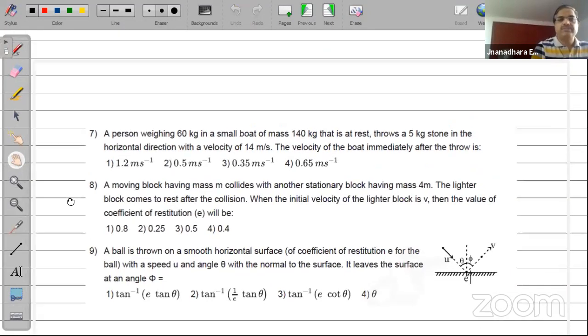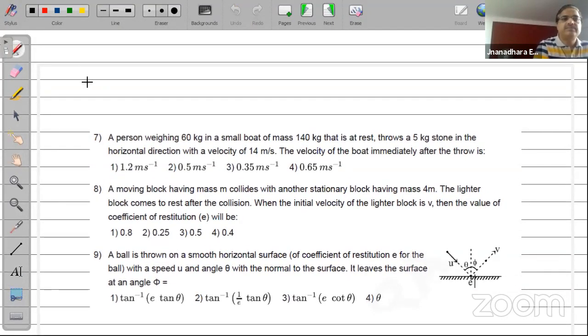Question number 7. A person weighing 60 kg in a small boat of mass 140 kg, that is at rest, throws a 5 kg stone in a horizontal direction with a velocity of 14 meters per second. Velocity of the boat immediately after the throw is.